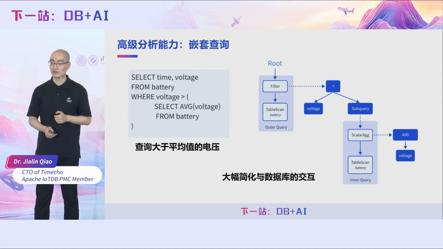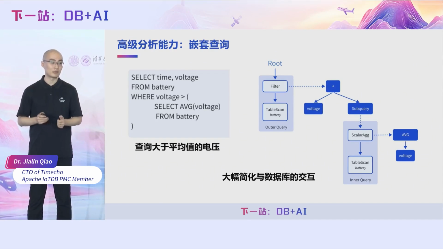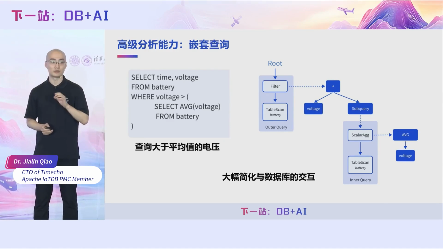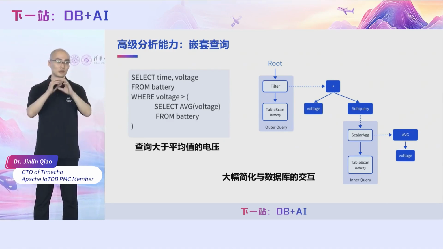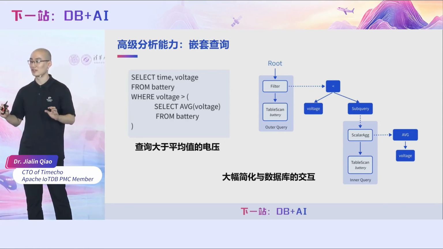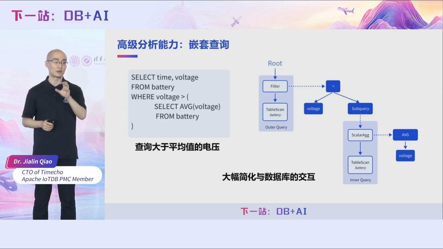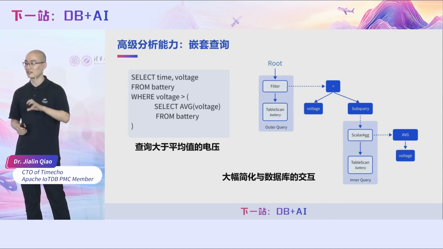Next, let's look at queries. Let's start with an example, querying for voltages greater than the average. Previously, to do this analysis, you typically write two steps in your application. First, query for the average value, read that out, then construct another SQL query to fetch data where voltage is greater than that average. This increases the complexity of our business programming and adds to the complexity of network exchanges between the application system and the database.